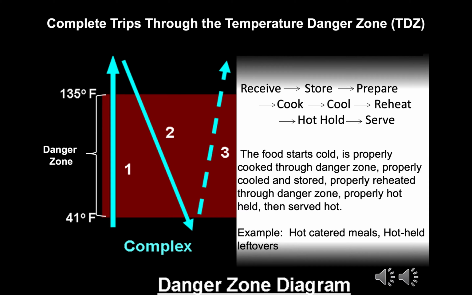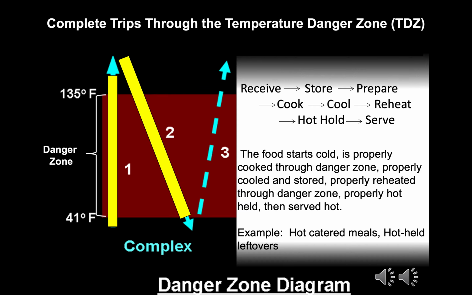In this example, we made 3 trips through the danger zone. The first trip was the initial cooking process from cold to hot. Once the food was cooked, we made our second trip through the danger zone as we cooled our cooked food down to be stored cold. Our third and final trip through the danger zone was when we used our cold stored food and reheated it to hot hold and serve.